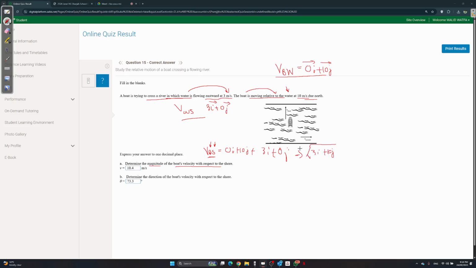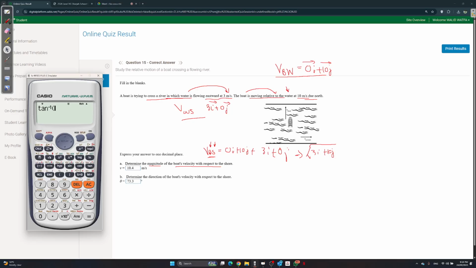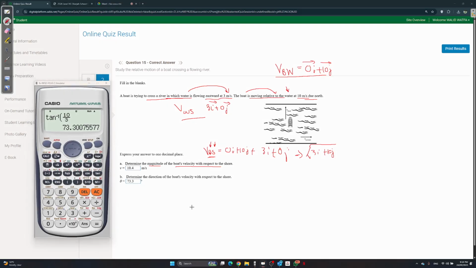Now, to determine the boat's direction, if I'm not wrong, you do shift tan, but I need to make sure, because when I did it in class it was different. Yes, it is. So you just do shift tan. This is our famous formula from grade 10: tan inverse of y over x. So 10 divided by 3.